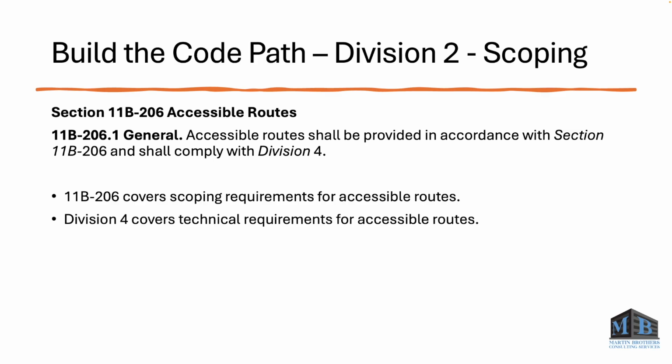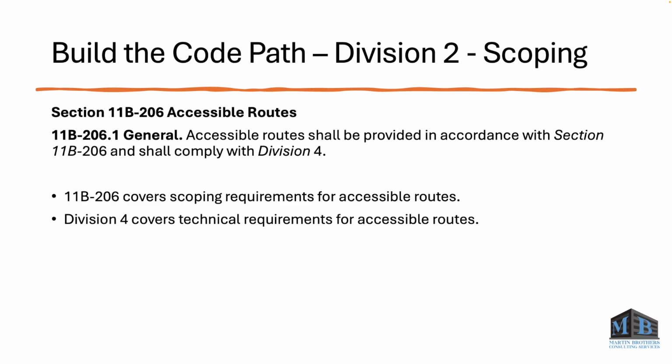And you'll see in a later slide, we're going to find the code section that specifically states ramps are a component of an accessible route. If we want to know where a ramp is required, we have to look at the scoping section for accessible routes. That is section 11B 206, accessible routes. 206.1 general says accessible routes shall be provided in accordance with section 11B 206 and shall comply with Division 4. 11B 206 covers scoping requirements for accessible routes, and Division 4 covers the technical requirements for accessible routes.